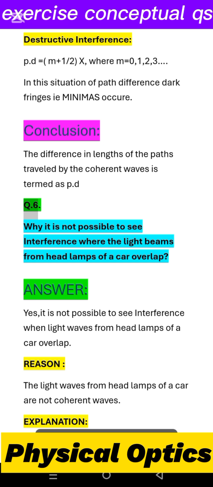6 marks. Why is it not possible to see interference where the light beams from the headlamps of a car overlap? Answer.